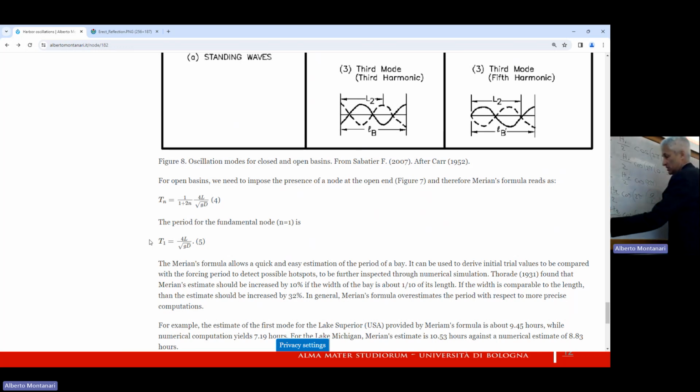So the case of, you see how Merian's formula is modified. In the same way, we should modify this. And next time, I will give you the modified formulation for this analytical interpretation. Okay, let me just do a quick sketch here.